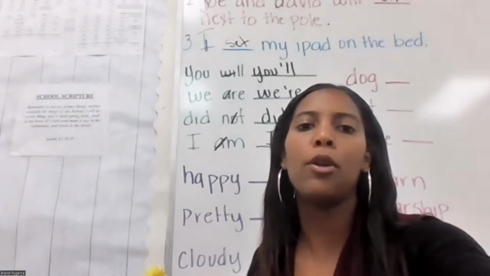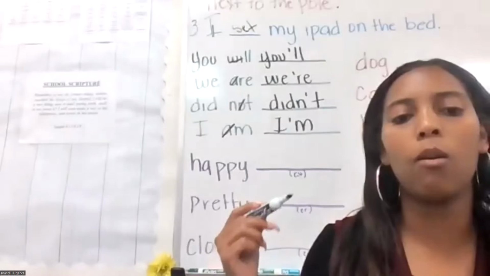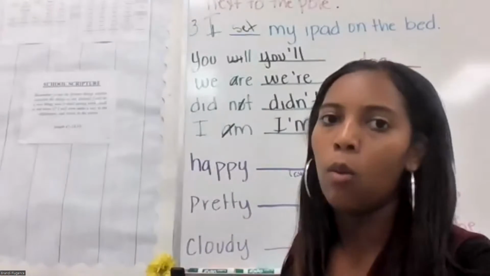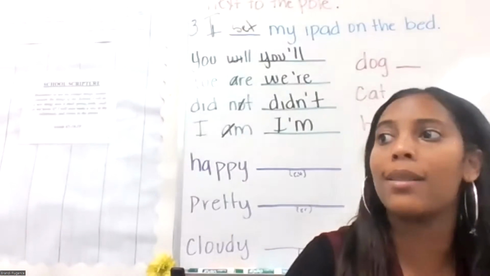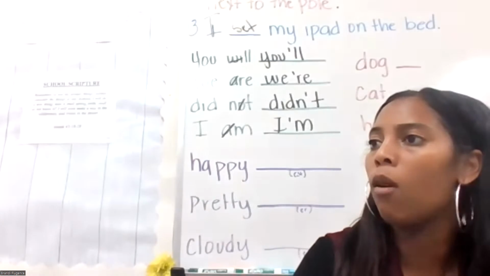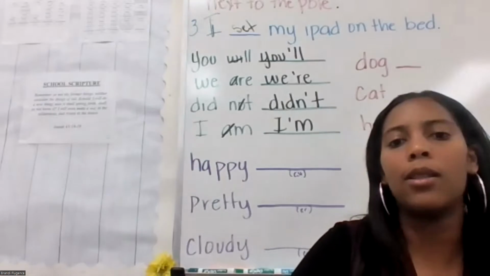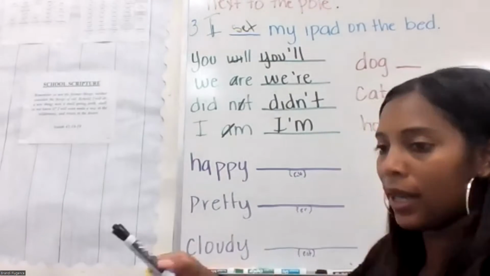Now remember, whenever you have a root word that ends with a Y, what is the rule before we add our suffix? Take the Y and turn it into an I. Yes, take away the Y, turn it into an I. So the first word is happy. Let's turn this into happiest.